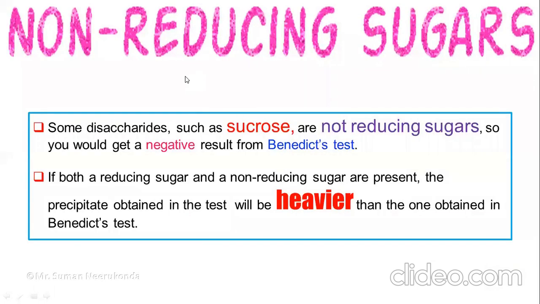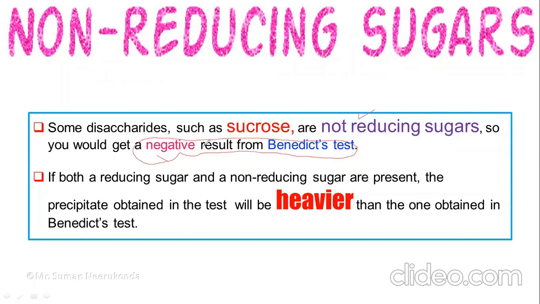All right. Now, some disaccharides such as sucrose are non-reducing sugars, and they will get a negative result from the Benedict test. So what is a non-reducing sugar? A sugar that gives me a negative result with Benedict solution, a sugar that didn't change from blue to another color, so that will be a non-reducing sugar. Okay.